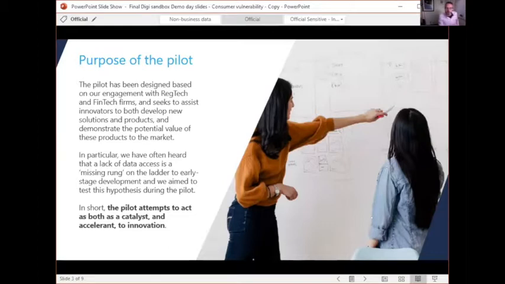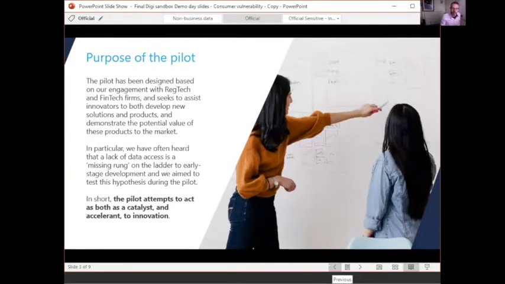So resilience and vulnerability are issues affecting millions of people. And today's event is an opportunity for the teams to showcase some of the solutions they've been working on to try and address some of these important needs.